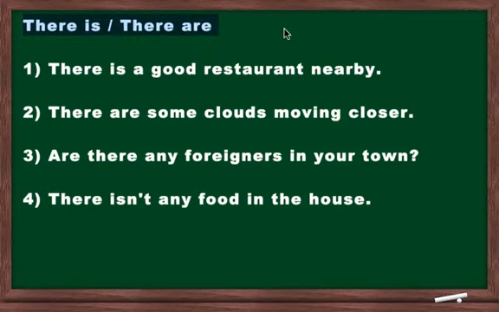Hello everybody. In this lesson we are going to look at there is and there are. First, let's look at some example sentences.